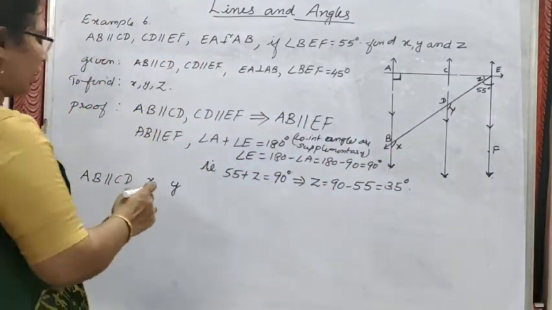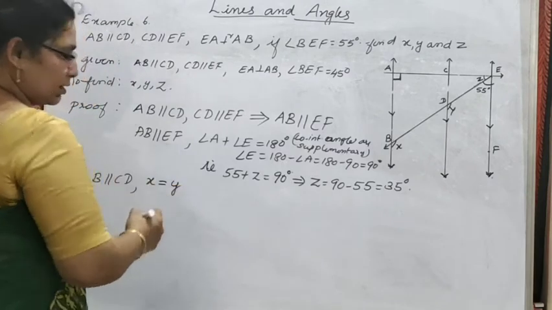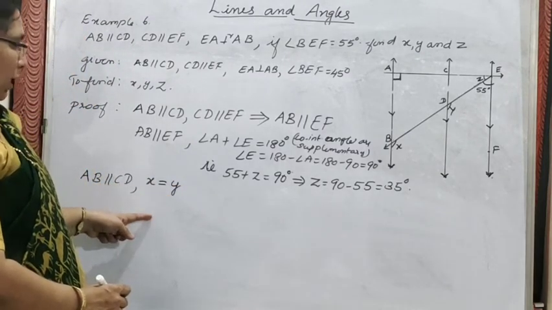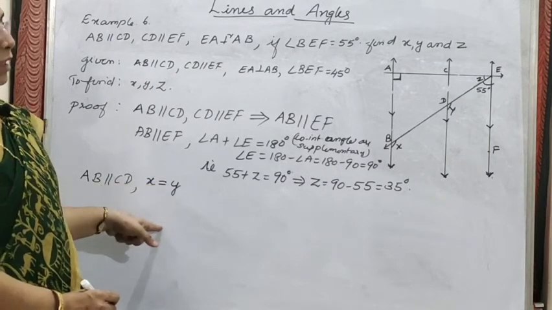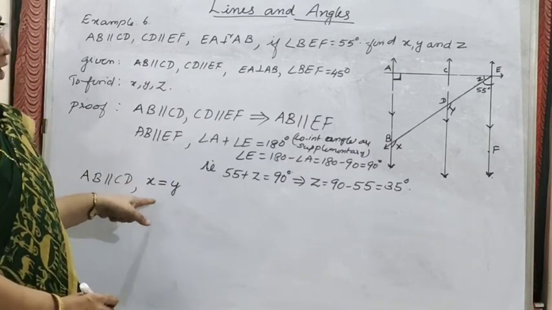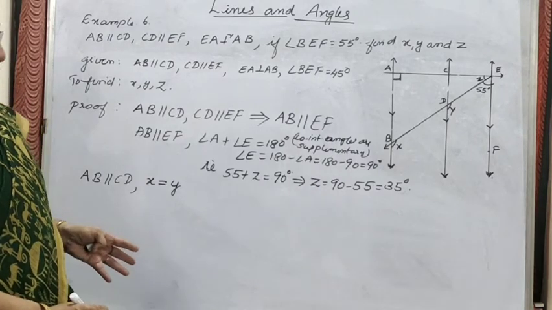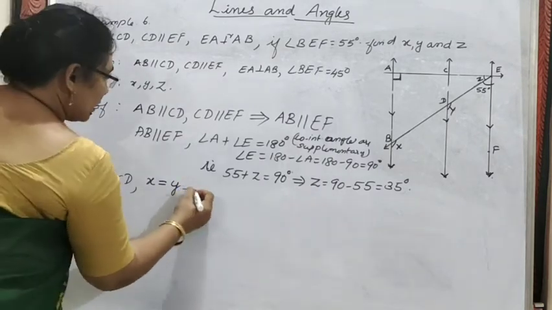So X and Y are corresponding angles. Now we get that X and Y are corresponding angles. Their values are equal only. For that we must find Y. We got X and Y are equal, both are unknown. If we keep it like this, we cannot find the value. So I'll make it equation number 1 here.